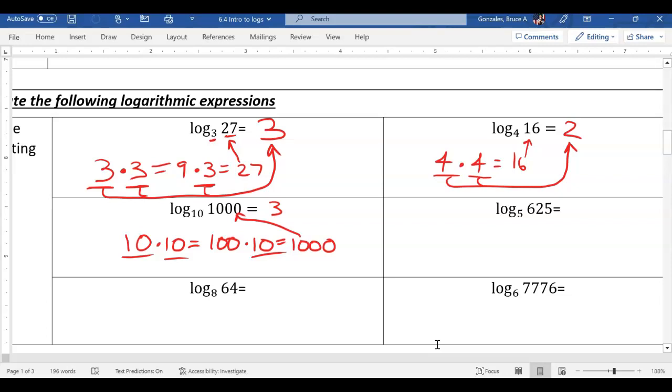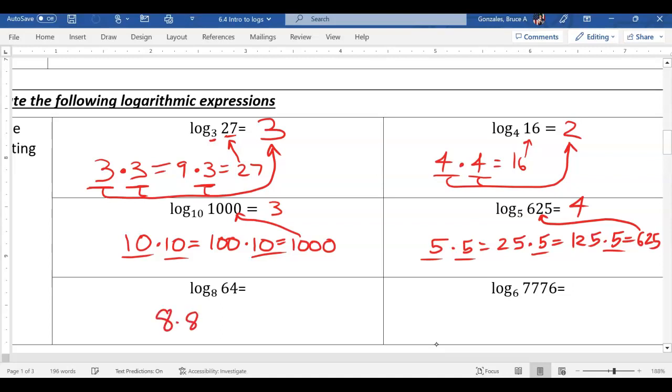Okay, what about this one? So 5 times 5 is 25. 25 times 5 is 125. 125 times 5 is 625. That's what I wanted, right? How many 5s were multiplied? 1, 2, 3, 4. See how that works?